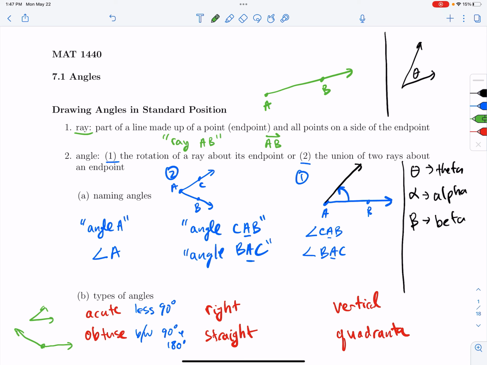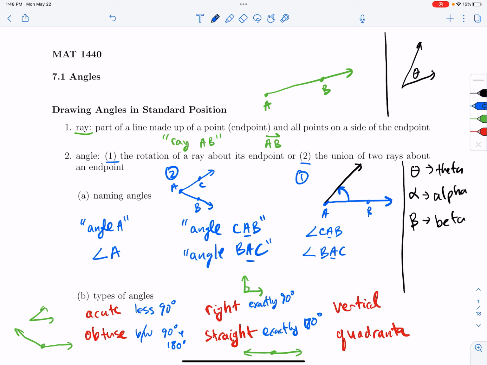A right angle is an angle that measures exactly 90 degrees. And that is going to look like this. And we put that little square box at the vertex on the inside of the angle to indicate that it's 90 degrees. A straight angle is exactly 180 degrees. So a straight angle would look like this.